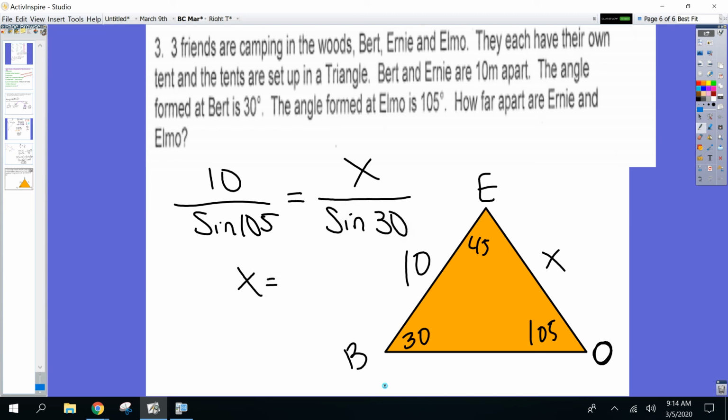And whoa, before we go calculator, you should be able to answer this question. Ready? Should my answer be less than or greater than 10? Why? Because it's across from 105. This side's across from 30, which is less, so the side should be less. There you go. Good, kids. I think you get about 5. I didn't put any rounding directions on here, but if you round it to the nearest whole number, I think it's 5 meters.